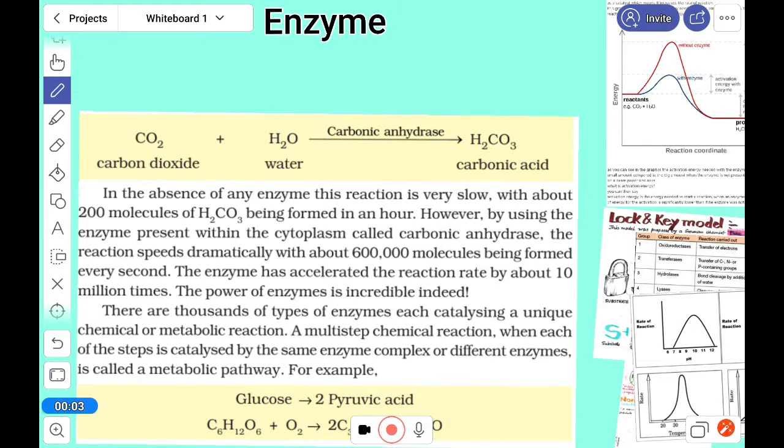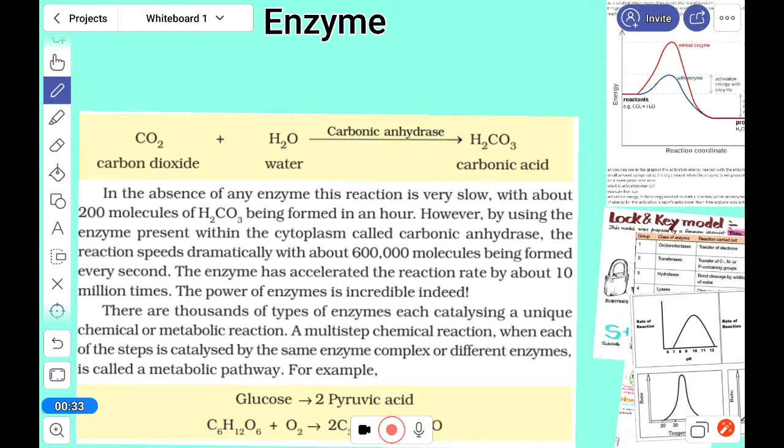Welcome to BioClass. Today we'll discuss the different properties of enzymes and the classification of enzymes. The different properties of enzymes have already been given in the previous classes. Today let's see by taking an example.